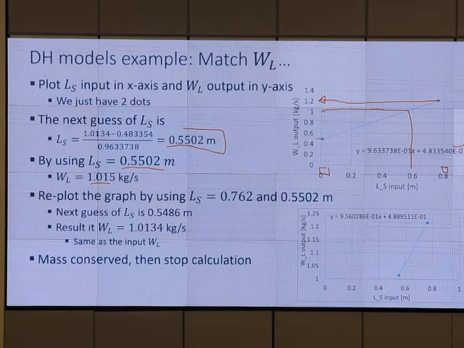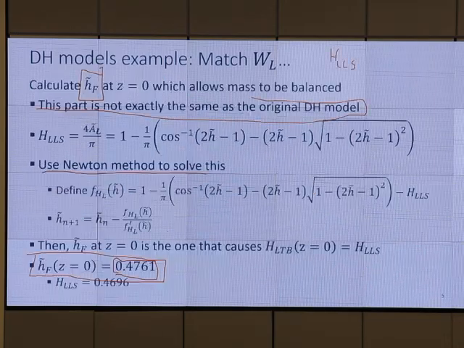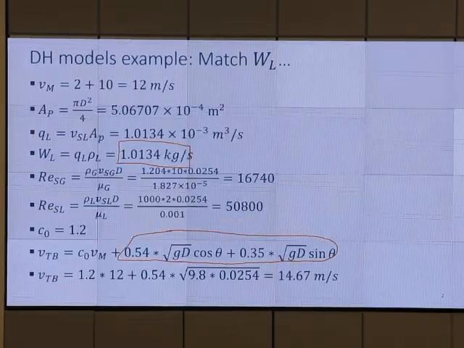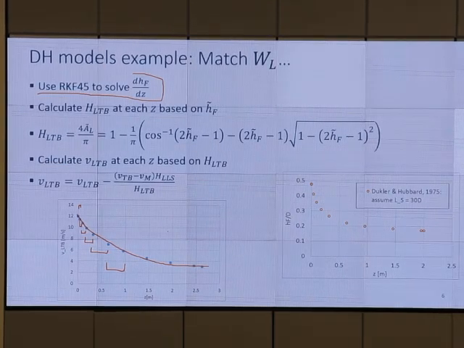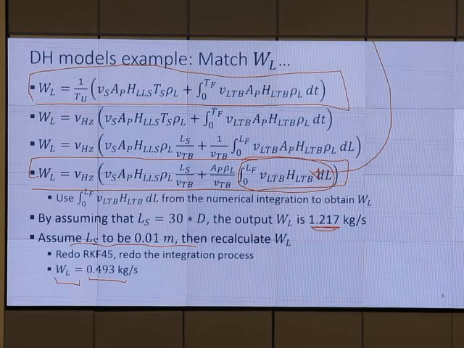So I replot it again. I replot the graph over a narrower range, like shrinking the region of the answer. I plot it again, and then the next guess is 0.5486. Okay, and I get 1.0134. I think it's good enough. It's not 15 digits, but it's good enough, right? You can use other numerical approaches to do it.